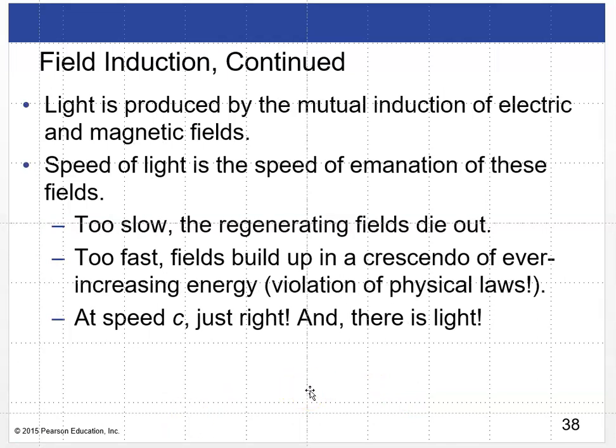Light is produced by the mutual induction of electric and magnetic fields. The speed of light is the speed of the emanations of these fields. And it's a very specific speed. It's one of the fundamental physical constants.